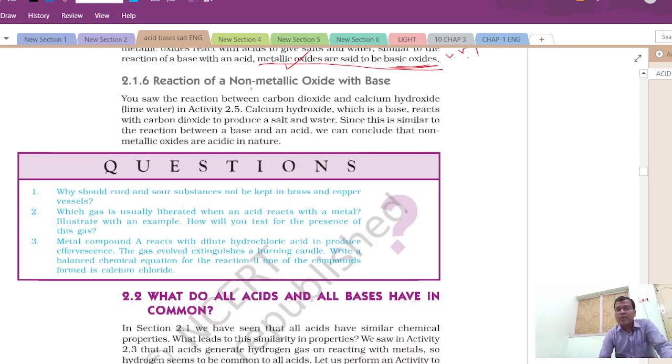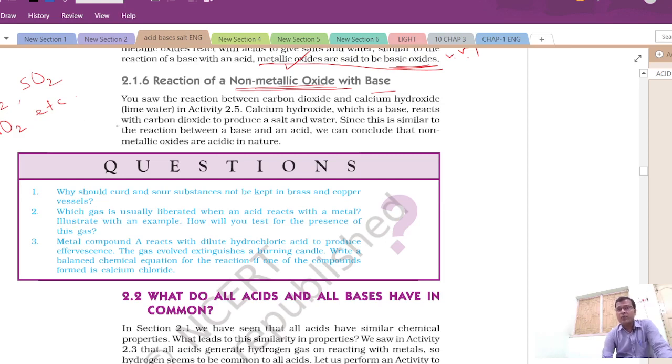Reaction of a non-metallic oxide. What happens when we react a base with a non-metallic oxide? What are non-metallic oxides, friends? These are non-metallic oxides: carbon dioxide, sulfur dioxide, nitrogen dioxide, etc. These are oxides, but none of the components is a metal. Carbon, sulfur and nitrogen are non-metals with oxygen. Therefore these are called non-metallic oxides.